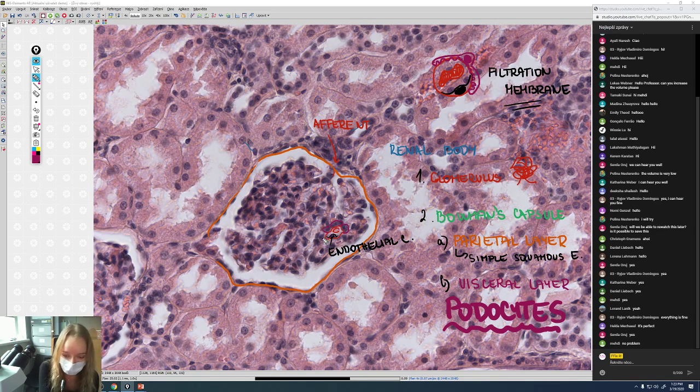Okay, but that's not all. You see this structure right here. There are endothelial cells, podocytes, and there are some other cells that are very special to the renal body, and they are called mesangial cells.